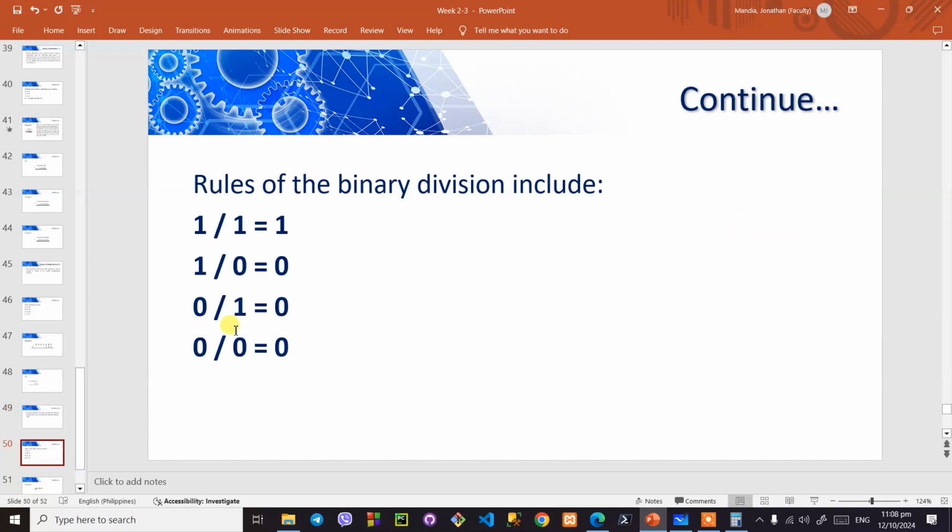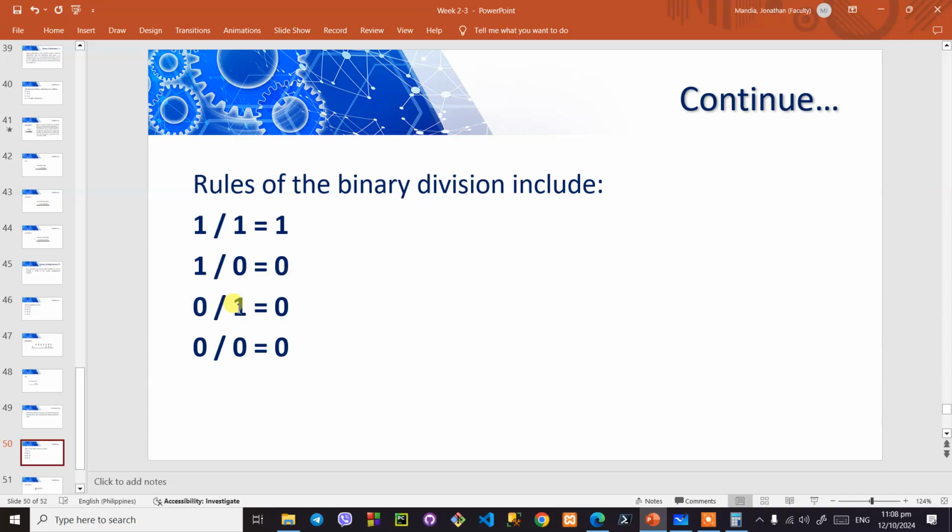So the rule of division is most likely the same as multiplication. So 1 divided by 1 is 1. 1 divided by 0 is 0.